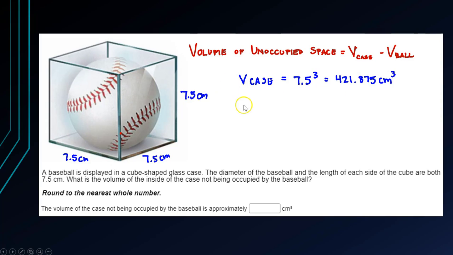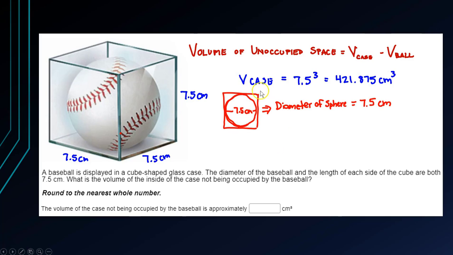The ball, looking at this from one of these faces directly, has a diameter of 7.5 centimeters, which means it has a radius of 3.75 centimeters. The ball is a sphere, so to find the volume of the ball, I'm going to do 4/3 pi times the radius, which is 3.75 cubed, and I would end up with 70.3125 pi cubic centimeters.